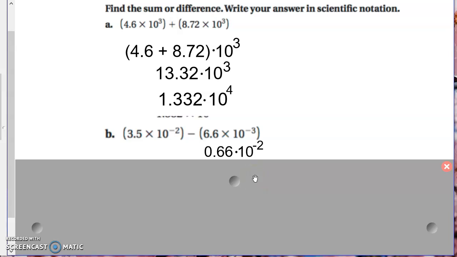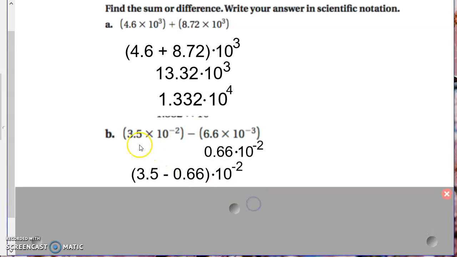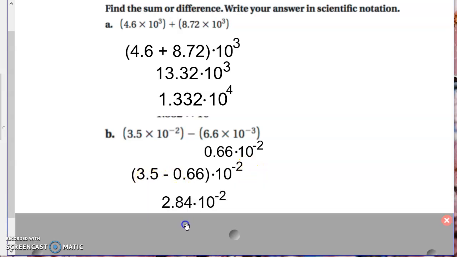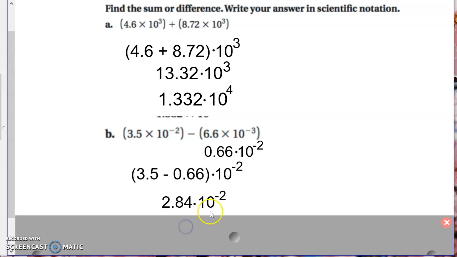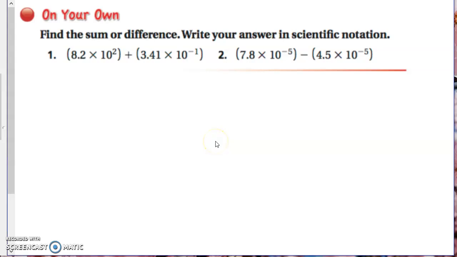Now I can work with these two numbers because they have the same power of 10. So just like last time, I'm using the distributive property or factoring, and I'm doing 3.5 minus 0.66, and then that gets multiplied times 10 to the negative second power. Well, then 3.5 minus 0.66 is 2.84, and I keep the same power of 10 here. Now, luckily for this one, it is correctly written in scientific notation, so that is the answer to this question. Again, you can check this with a calculator. If you type it in your scientific calculator just like this, you should get that as your answer. You can pause the video and try doing these two on your own.